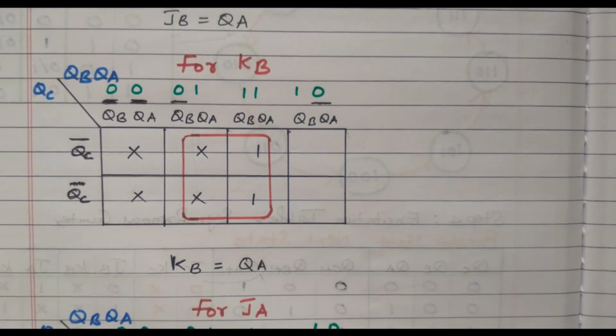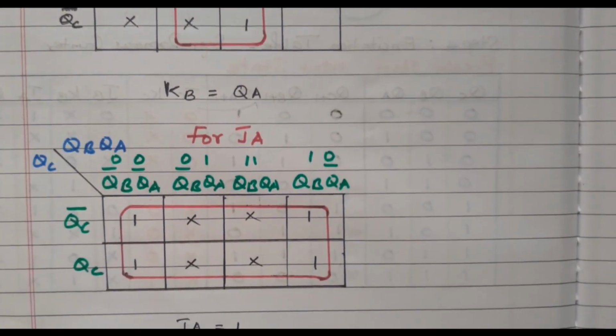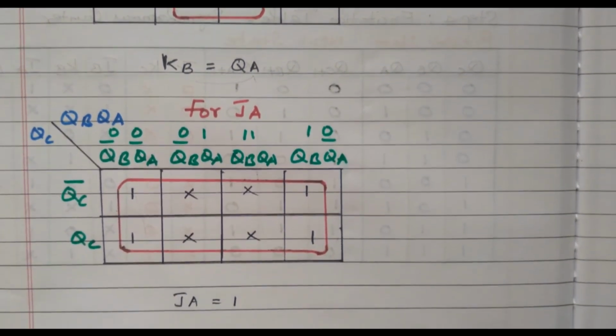Now we'll go to the JA. From the tabular column, while marking the JA, what we got? These two cells are 1, these 4 cells are cross marks and these 2 cells are 1, right. So we can combine all 8 cells. This is called a don't care condition. While grouping we can take the don't care condition, right. So if you take all these 8 cells, everything is cancelled, only we have JA equal to 1, right. The input to the A flip flop, the J input, is 1.